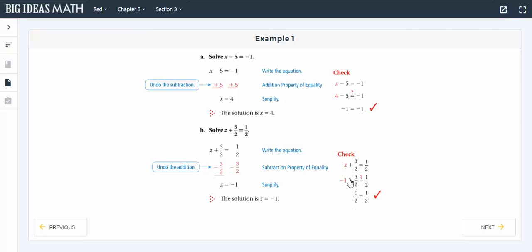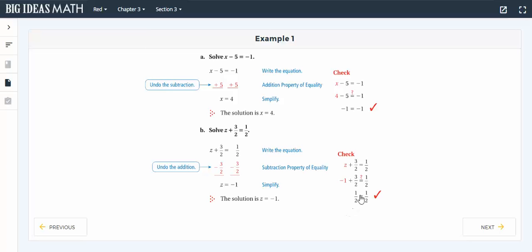So we put a negative 1 in here plus 3 halves. So 1 is the same as negative 2 over 2. So negative 2 plus 3 is negative 1. Negative 1 plus 1.5 is 1.5, which is a half.